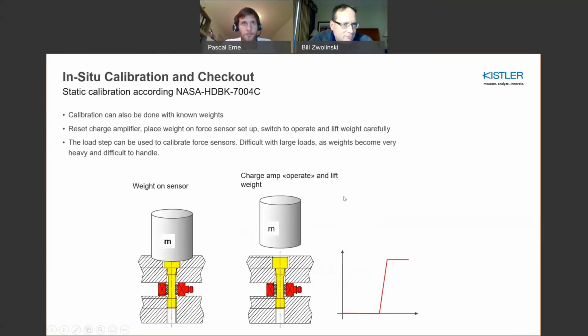Obviously, I talked about static checkout, but for these large types of setups, they're really not practical. But you can do a static checkout as well if you so chose on, say, smaller assemblies. It's certainly practical for small assemblies.